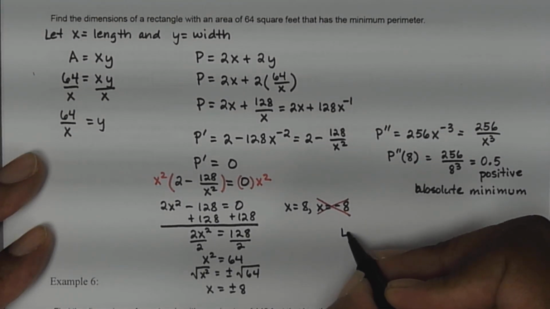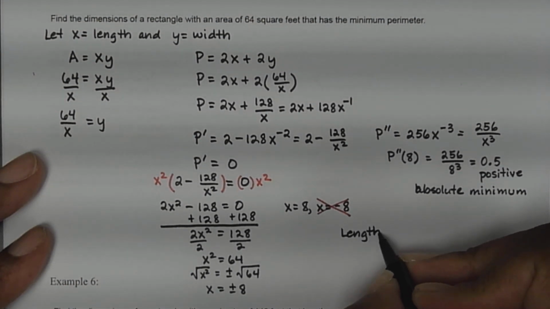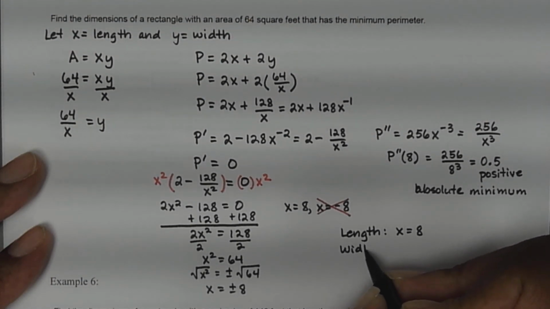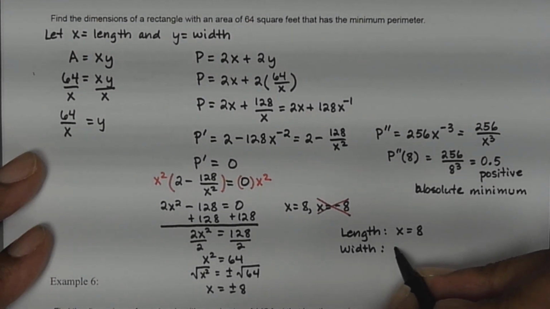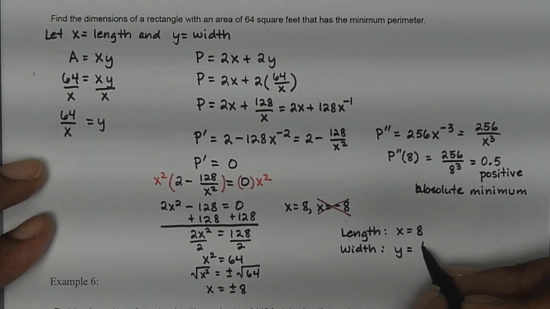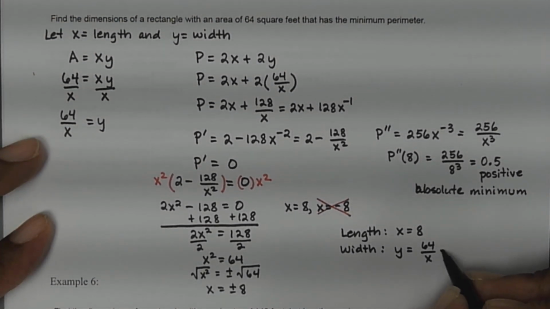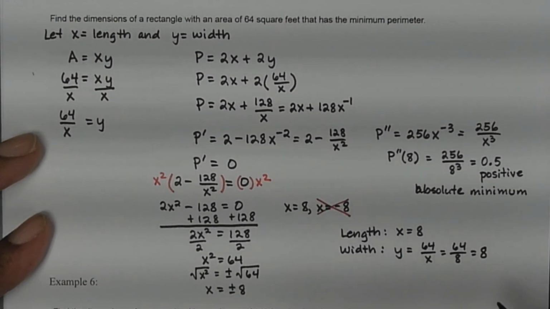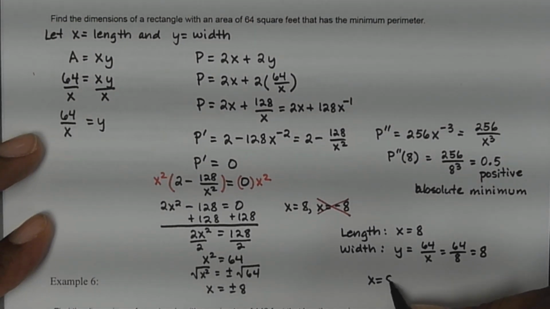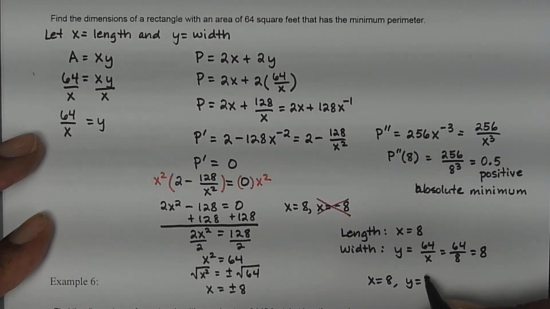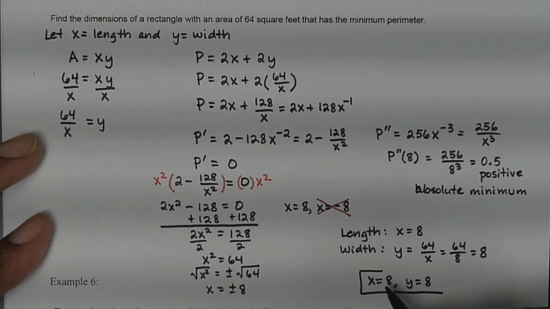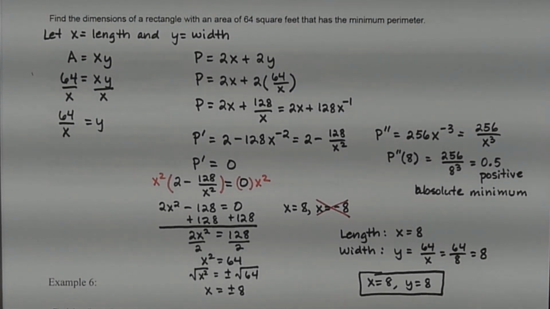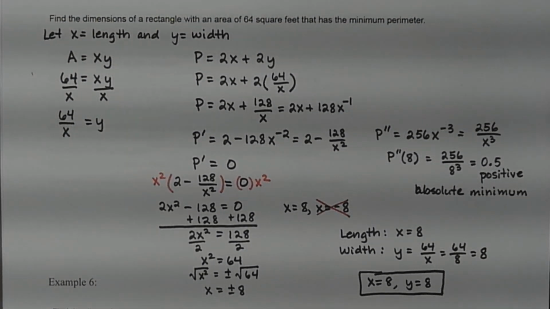So that means that my length is x is equal to 8. The width, which is my y, that's going to be 64 over x. So 64 divided by 8 is 8. So x equals 8, y is equal to 8. Those are the dimensions where the area is 64 square feet. The perimeter will be a minimum.